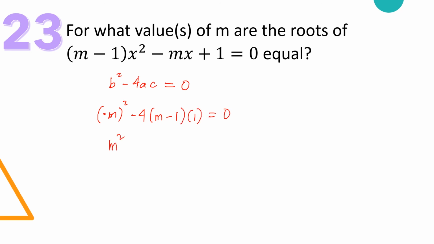m squared minus 4m plus 4 equals 0. Factoring the resulting quadratic trinomial, we have (m minus 2) squared equals 0. Then we have m minus 2 equals 0 and m is equal to 2.